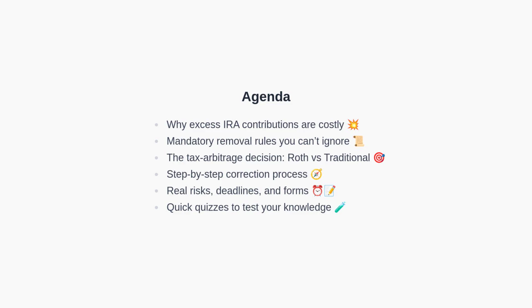Here is our agenda for today. First, we will discuss why excess IRA contributions are costly. Next, we will cover the mandatory removal rules that may eliminate your choices. Then, we will analyze the tax arbitrage decision for choosing Roth versus traditional IRA for removal. After that, we will provide a step-by-step correction process, followed by key risks, deadlines, and the forms involved. Finally, we will include quick quizzes to reinforce learning.